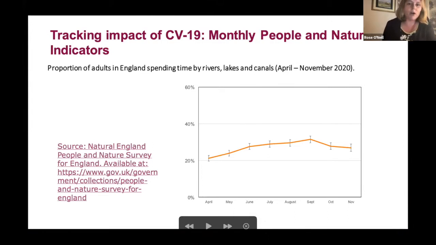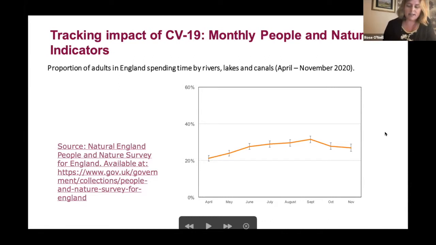So to give you a bit of context, about a third of adults reported spending time in the countryside and about a third reported spending time in the woods. And so rivers are not far behind that. And yet rivers are so inaccessible. There's a very limited number of places that people can actually go compared to, say, countryside and woods.